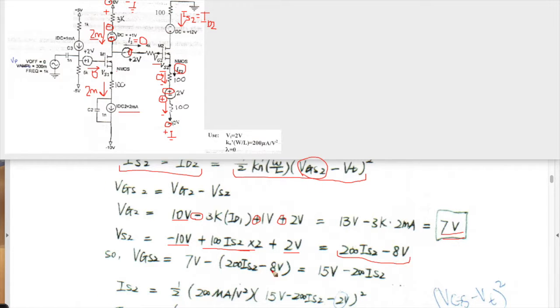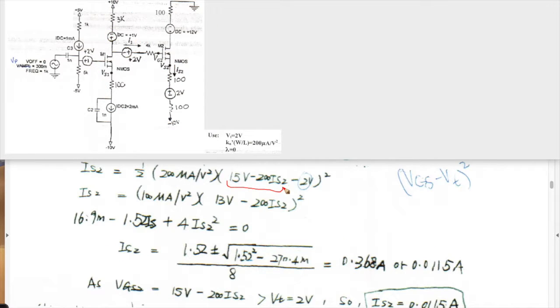We now want to plug it into the IS2 equals ID2 equation. So the VGS2 is going to be plus 7, and then a negative of this whole quantity. So this term becomes a minus and this one becomes a plus. So there's a minus and plus. And then that simplified is 15 minus 200 IS2. And so we plug that into the IS2 equation.